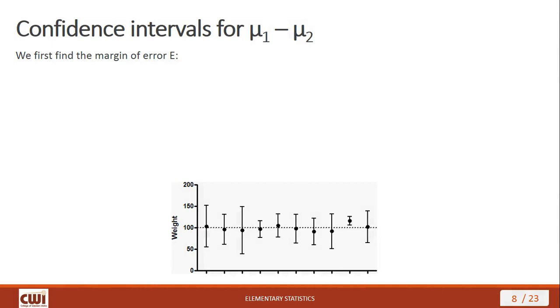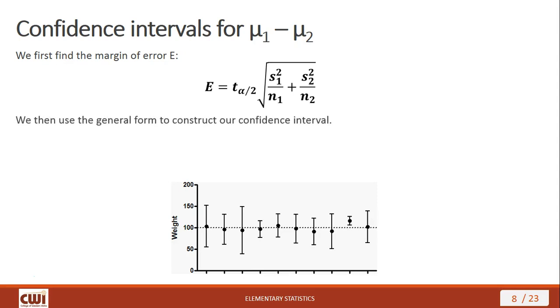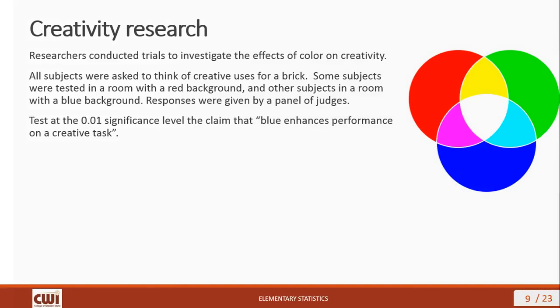Confidence intervals for the difference between two population means work much the same as they do with the one population mean. So first we find our margin of error E, and that is found by this equation that you see here on the screen. Once we have our margin of error, we can then go to our general form to construct our confidence interval. Again, notice we're not looking at just one parameter or one statistic. We're looking at the difference between two populations, the difference between two sample statistics. But everything else works just as we've seen it work previously.